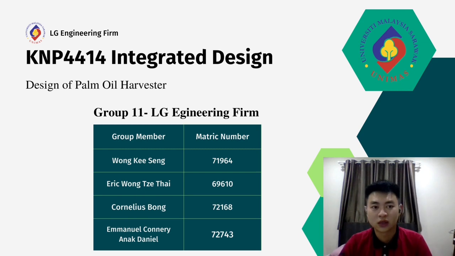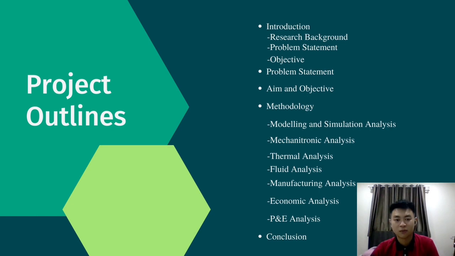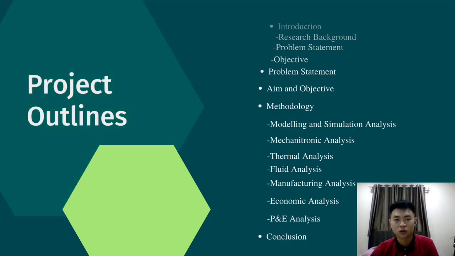We are going to present our design of a plant oil harvester. In this presentation, there are 5 main outlines, which are introduction, problem statements, aims and objectives, methodology, and conclusion.